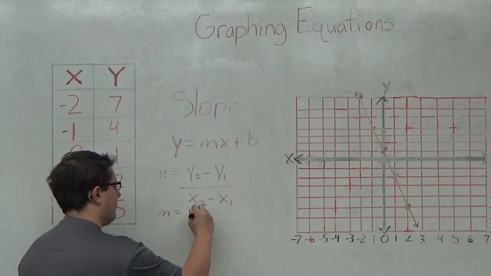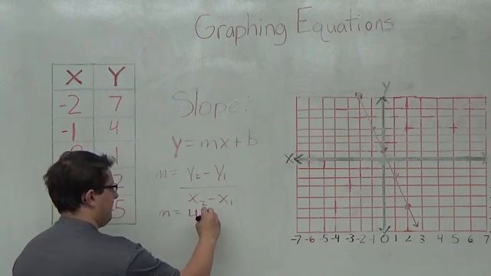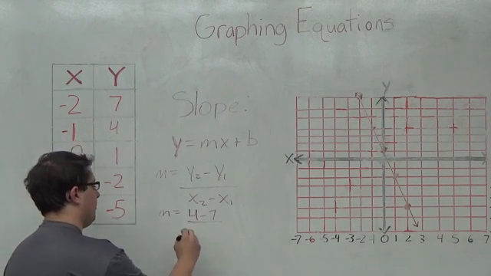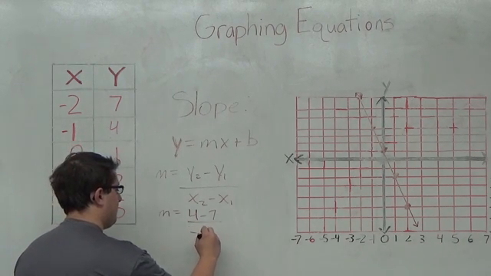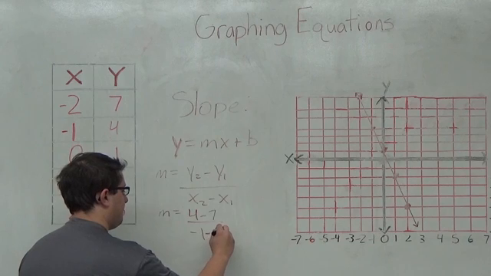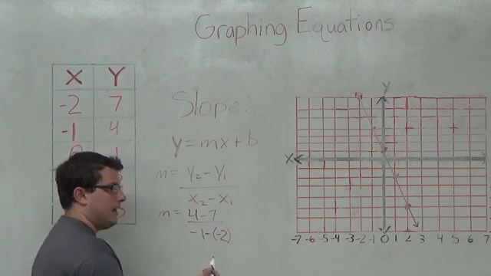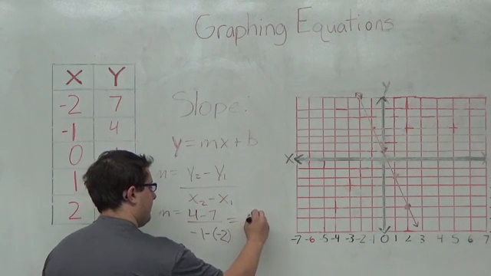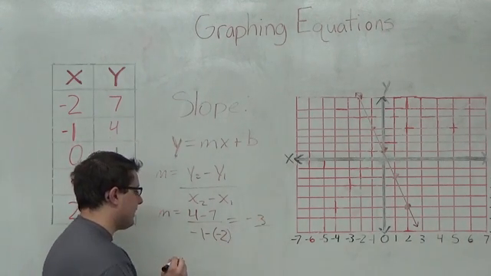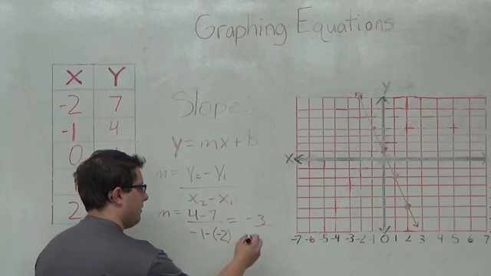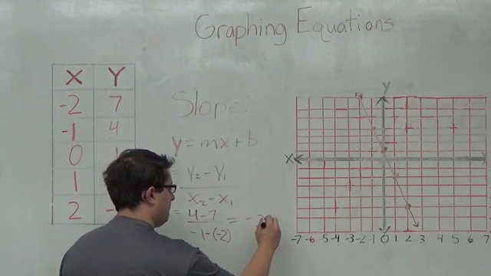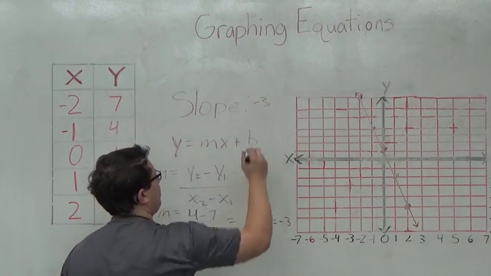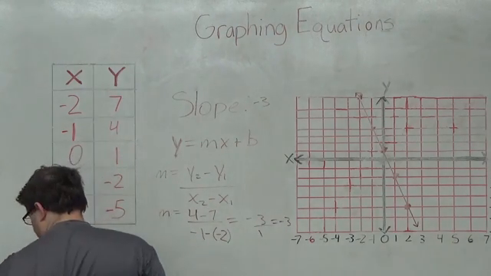equals 4 minus 7, those are the two y values I've chosen, over negative 1 minus negative 2. And I'm just going to do some simple algebra, and 4 minus 7, negative 3, negative 1 minus negative 2, 1. The slope is equal to negative 3. So I'm going to write that up here, because after I'm going to erase this now.